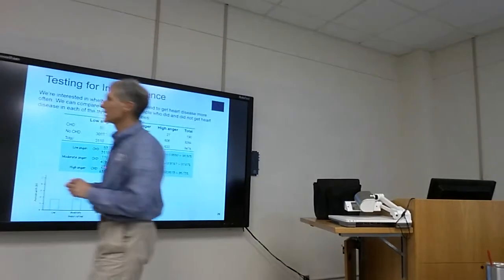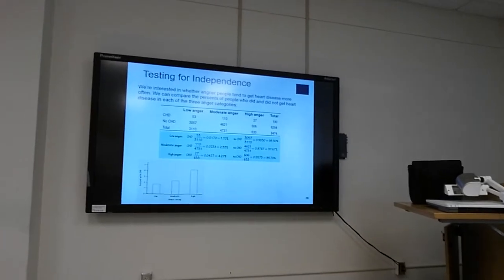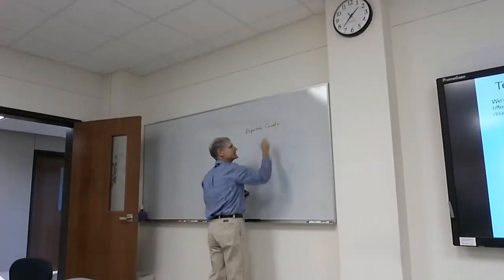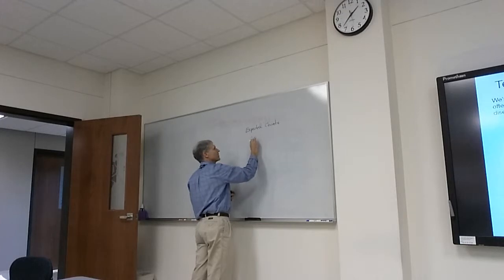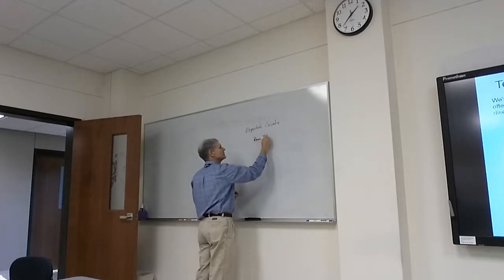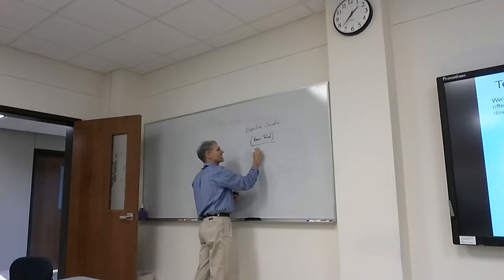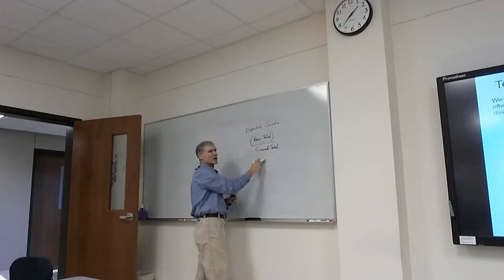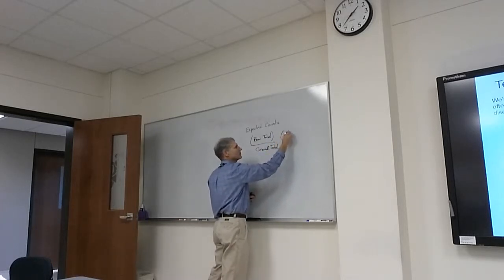So here's what you're doing. The expected counts for any cell in the table are simply the row total over the grand total to give you a marginal probability, and then multiply that by the column total.